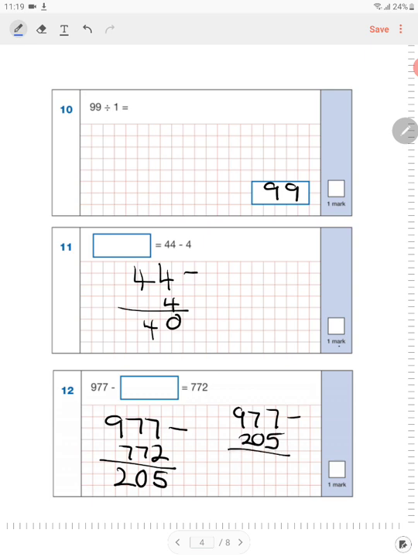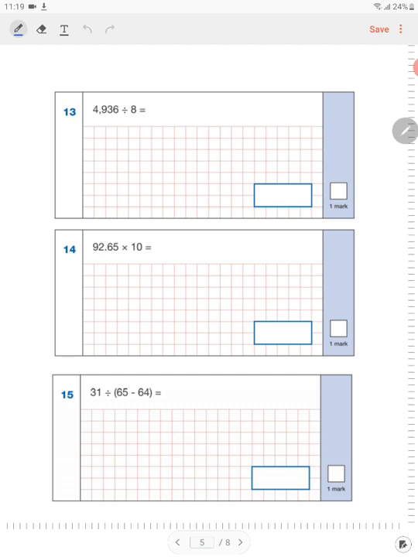do I reach 772? 7 take away 5 gives me 2, 7 take away 0 gives me 7, 9 take away 2 gives me 7. Yes, I've got the right answer. Make sure you write the right answer in that box. Okay.